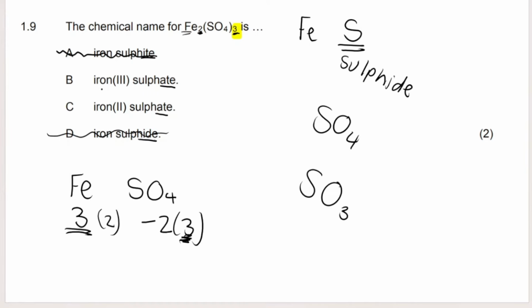And how did I know that? So iron 3 sulfate. How did I know that? Well, because this 3 times 2 would be 6. Minus 2 times 3 is -6. It must give me 0.